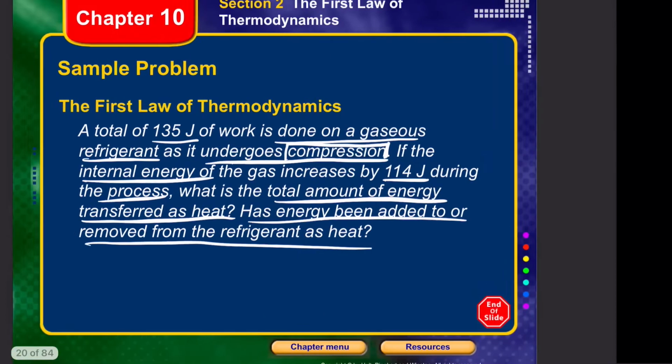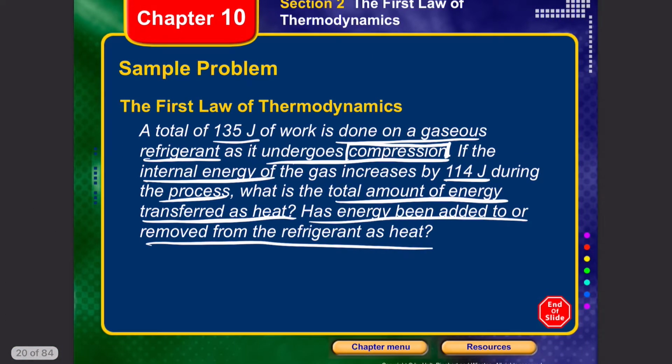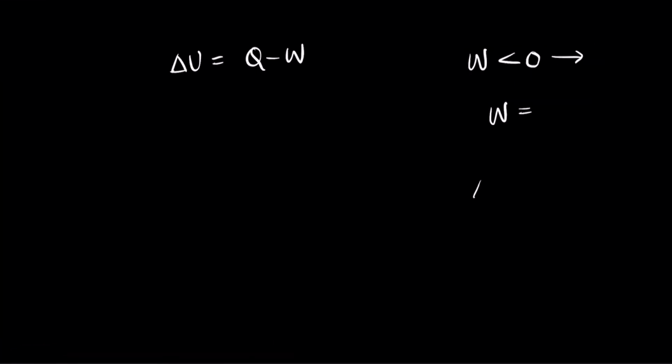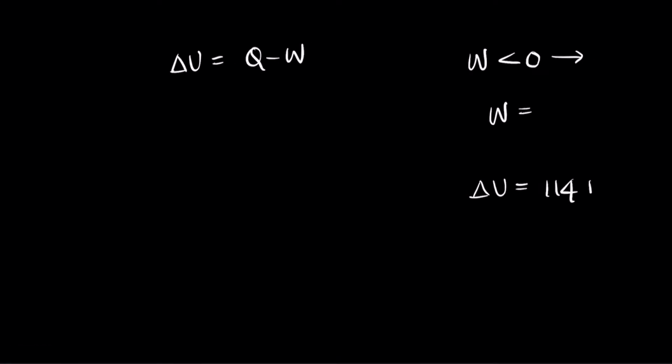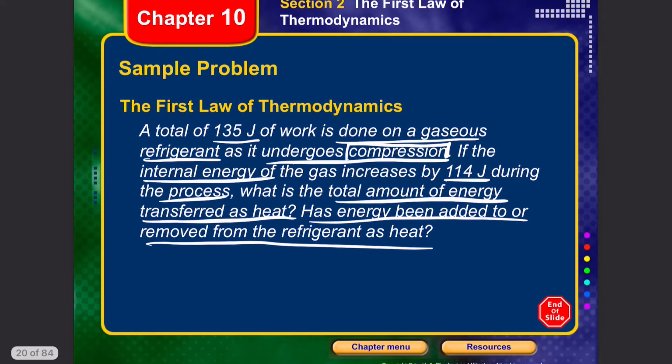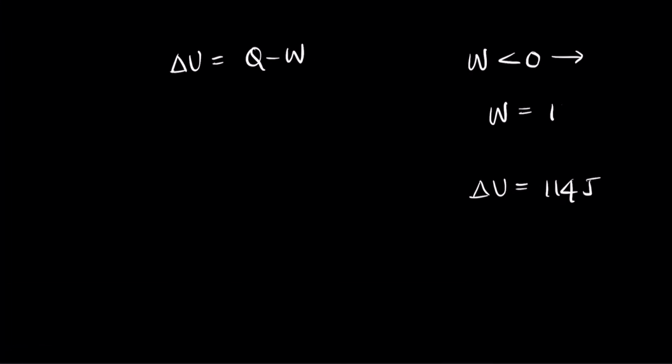The internal energy increases by 114 joules and the total work done is 135 joules. So they have given us delta U is 114 joules and the work done is 135 joules. Now work should be less than 0, so this is going to be negative.